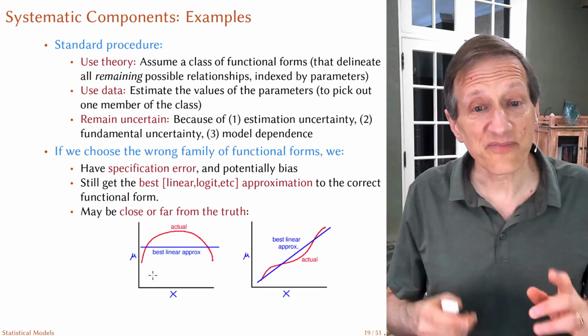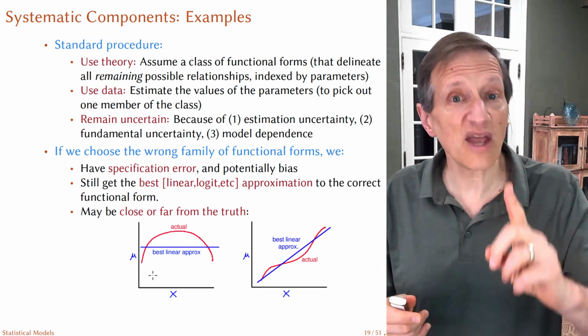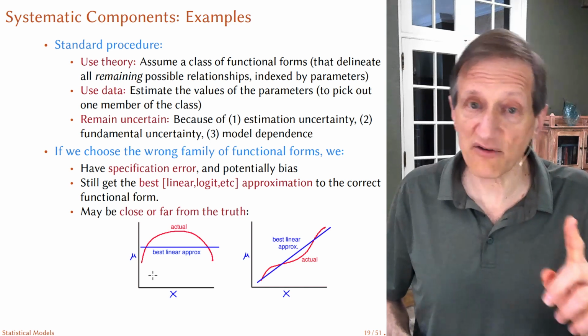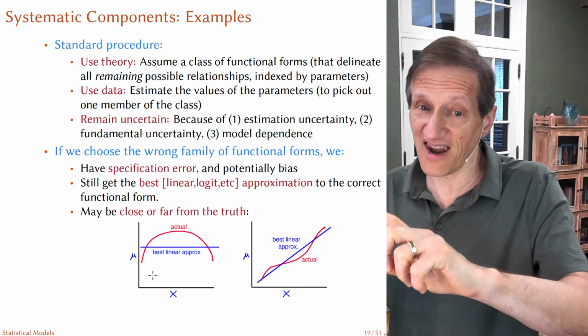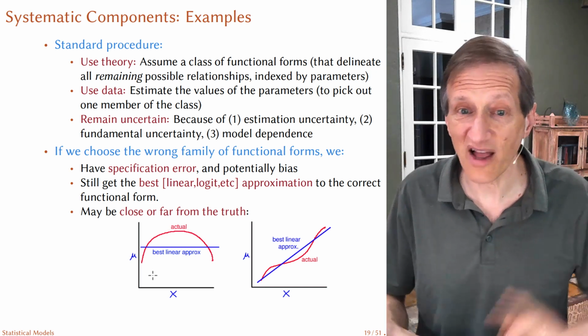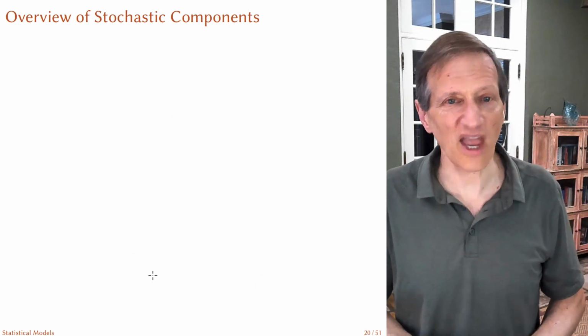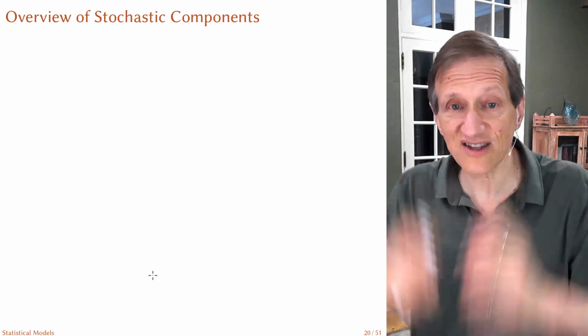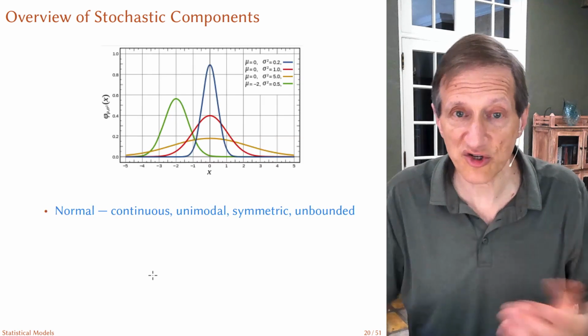So it's very good that we have the best linear, logistic, whatever approximation, but it's only good if the differences are not very big. So we'll have to pay attention to that. Okay, so that's systematic components. Now let's think about stochastic components, the distributions.